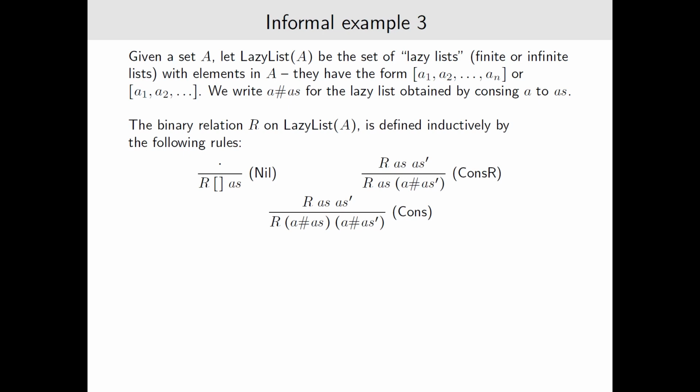Okay. So we have this other example now. Notice that I shifted from lists to, for lack of a better name, what I call lazy lists. These are either finite or infinite sequences. So either lists or streams. So they can have finite or infinite lengths. And now we have essentially the same rules for the same relation, but for lazy lists. And we have this inductive definition.